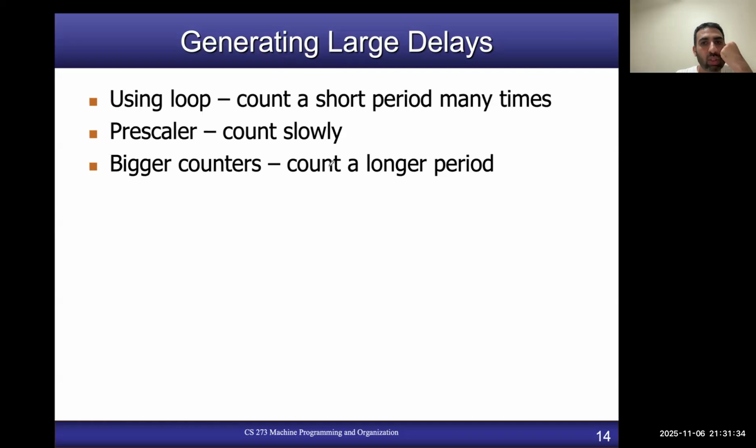And the other thing is that you can use bigger counters. Now we are using timer 0, which has only 8 bits, so the overflow happens when your value reaches 256, right? If you use, let's say, a 16-bit register, the minimum value is 0 and the maximum value will be 2 raised to power 16. When your value reaches 2 raised to power 16, then the overflow will happen. So it will take much longer for the overflow to appear.